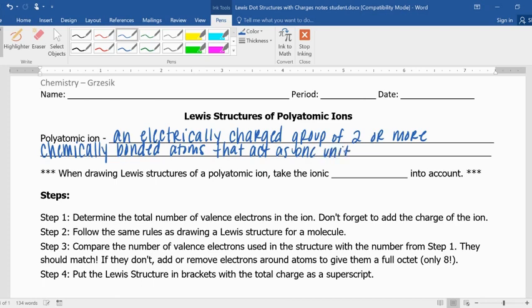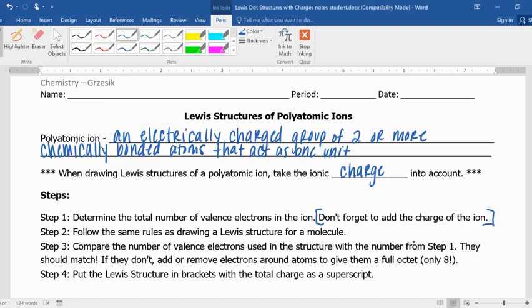So what we need to make sure we do when we're drawing our Lewis structure is that we take our ionic charge into account. This is because charge is due to the number of electrons, and because we draw the electrons in a Lewis structure, we need to take those into account. However, besides that, these are going to be very, very similar to the Lewis structures that we drew before. So the first step is to determine the total number of valence electrons in the ion. And then the new part is that we just have to add the charge at the end.